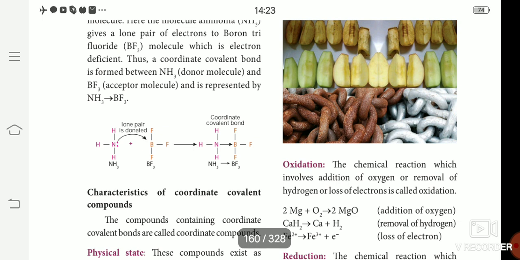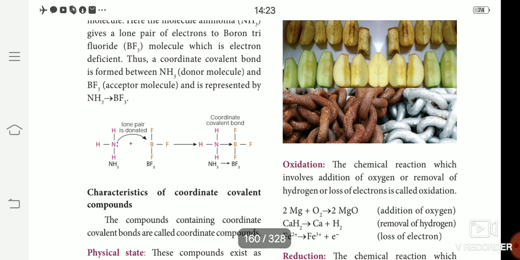Then the redox reaction. Reduction is the opposite of oxidation. In the oxidation reaction there is addition of oxygen and removal of hydrogen, but in reduction there is removal of oxygen and addition of hydrogen. The first example is sodium plus hydrogen, which is the addition of hydrogen, giving sodium hydride.